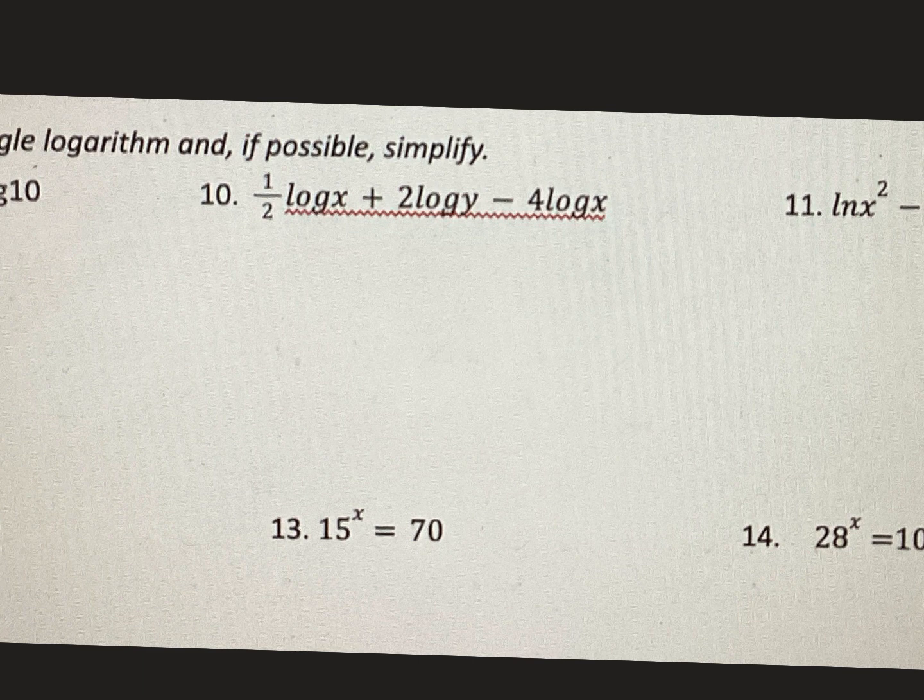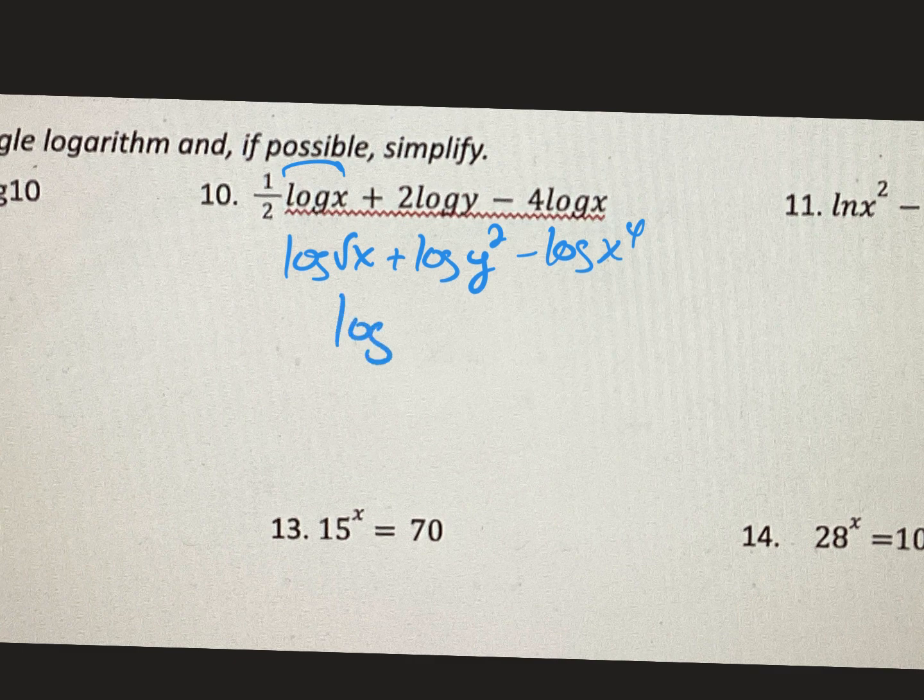Number 10, the 1/2 here is really the exponent on that, so that's really the square root of x. Bottom is a root, top is a power. The 2 is the y squared. The 4 is the x to the 4th. Now remember, anything that's positive is going to the numerator. Anything negative is going to the denominator. So I'm going to have y squared and the square root of x on the top. Switch the order there so you can tell the y squared is outside. And the x to the 4th on the denominator.